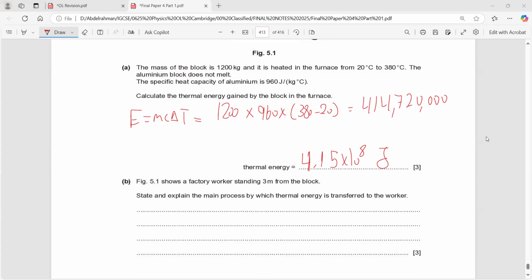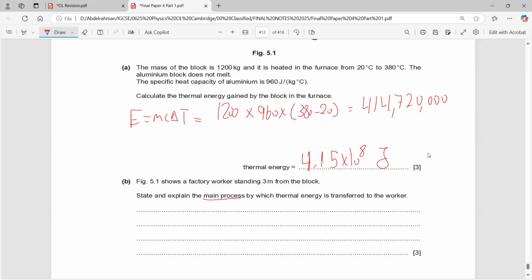4.14 to be more accurate, times 10 to the power of 8, or 4.15 in this case. The main process by which the thermal energy is transferred to the worker, could it be by conduction? No, of course not. He could receive some of the energy by conduction, yes, but is it the main process by which he can feel the heat? No. By which process? By infrared radiation.